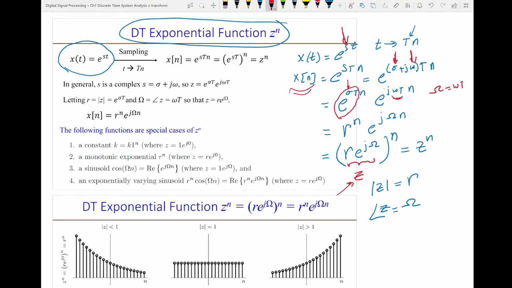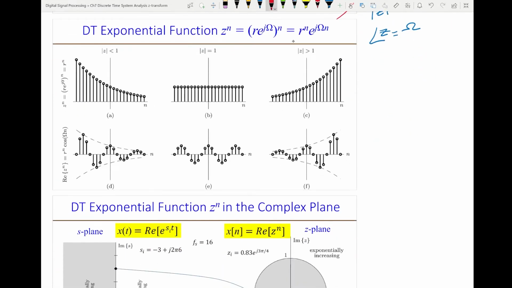So let's look at these graphs. So x of n is this one. Now, if omega equals 0, there is no oscillation. In this case, it's a decay. So r, or the magnitude of z, or e to the sigma T where T is the sampling interval, is less than 1. For this graph, again, no oscillation, so omega is 0, but the magnitude of z is 1. That means e to the sigma T is 1. So the only way for this to be true is sigma is 0. Then you will get these constant samples.